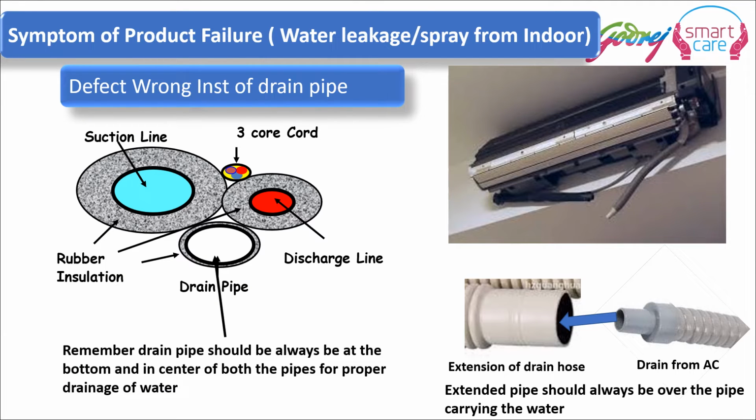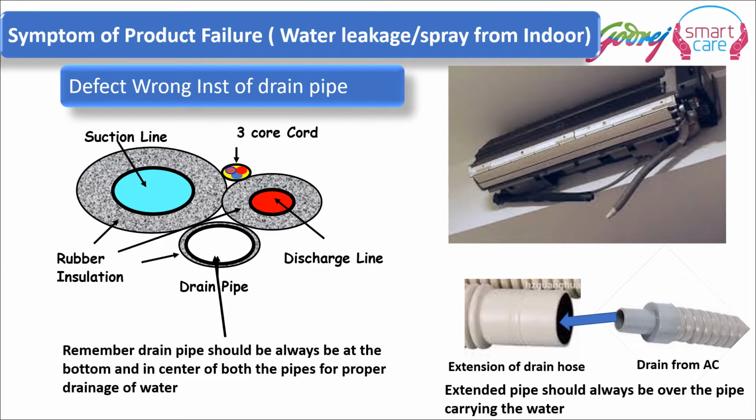When we bunch the suction line, the discharge line, the drain pipe, and the 3-core or the 4-core electrical wire, as the case may be, from indoor to outdoor unit, when these pipes and the electrical cord pass from indoor to outdoor unit, the drain pipe should be the bottommost part of this bunch, and this should be the cross section. This should be whatever is shown in this picture. That should be the actual cross section of the bunch.